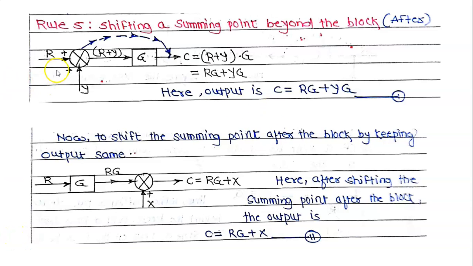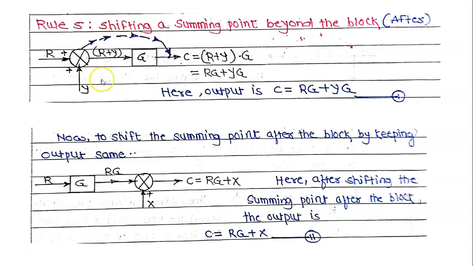Welcome. Today we will see another 4 rules, that is rule number 5, rule number 6, rule number 7 and rule number 8. Up till now we have seen introduction to block diagram, how to obtain closed loop transfer function, that is C(s) upon R(s), and we have seen 4 rules of the block diagram reduction, that is associative law, then blocks in series, blocks in parallel, and shifting the summing point behind the block or before the block. Now rule number 5, shifting a summing point beyond the block or after the block.